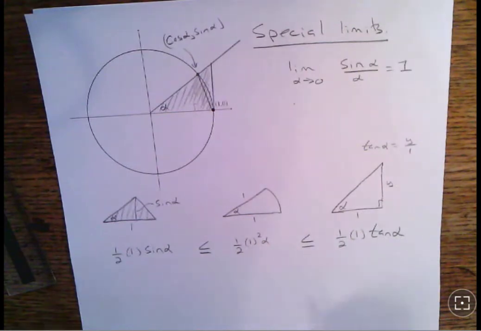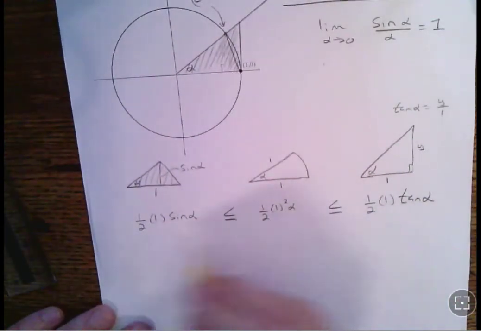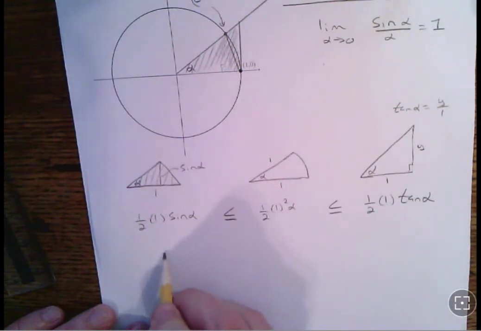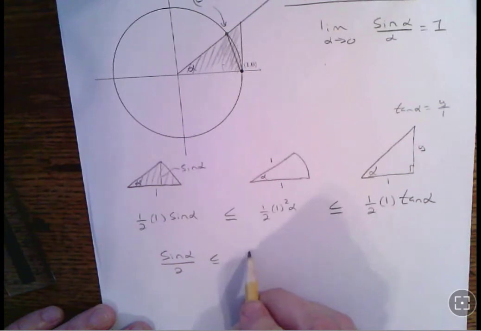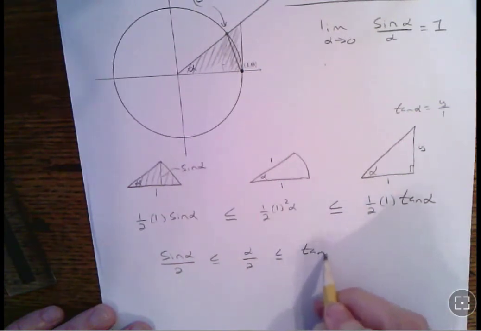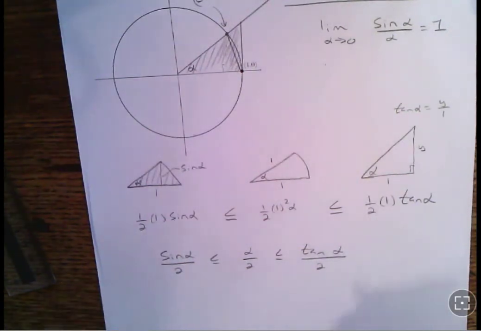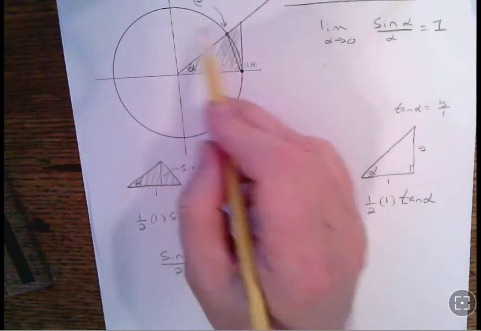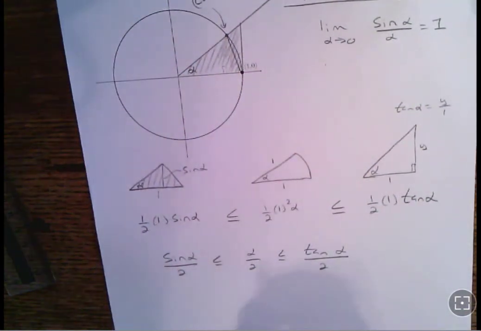So now I have this three-sided inequality, and I'm going to clean things up a little bit. I've got a bunch of 1s in there that I don't need. So I'll rewrite this as the sine of alpha divided by 2 is less than or equal to alpha divided by 2 is less than or equal to the tangent of alpha all divided by 2. And this is going to have to be true for all angles of alpha that are in between 0 and pi over 2.